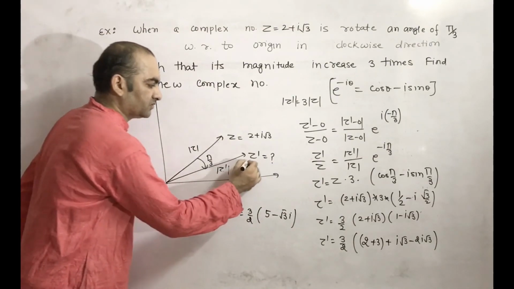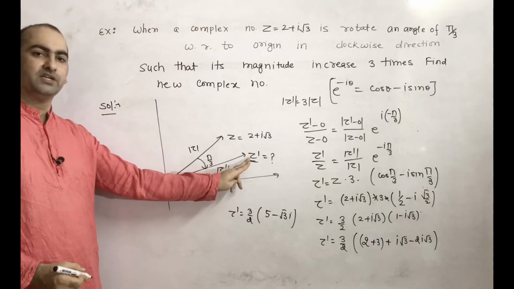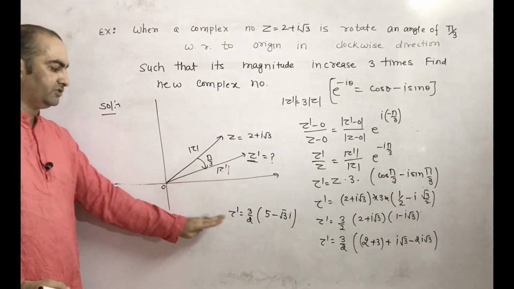So this is the new position. The magnitude of z dash is 3 times the modulus of z, and this is your z dash.